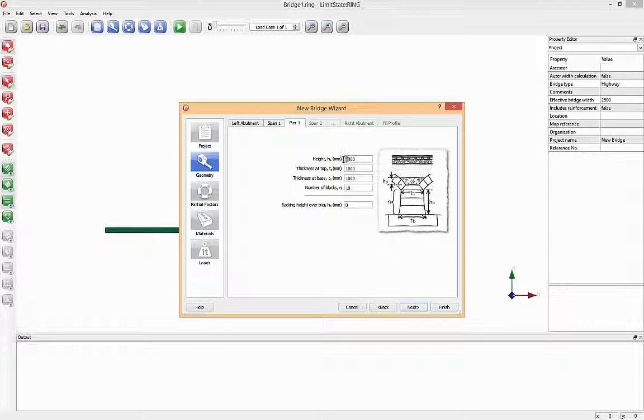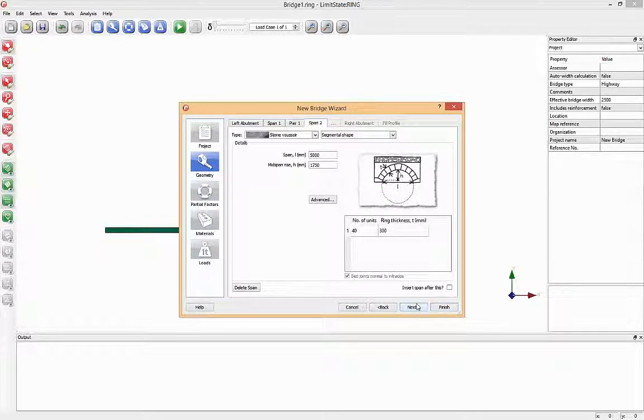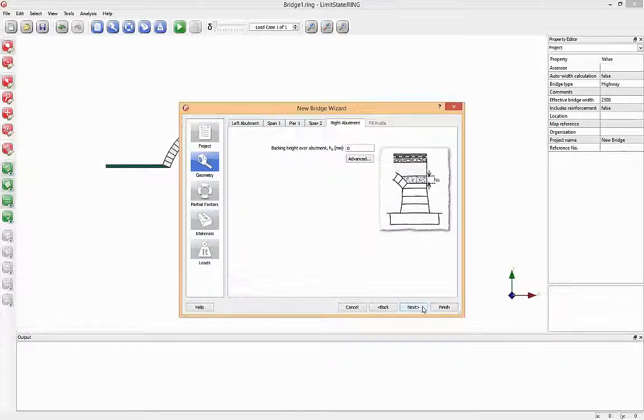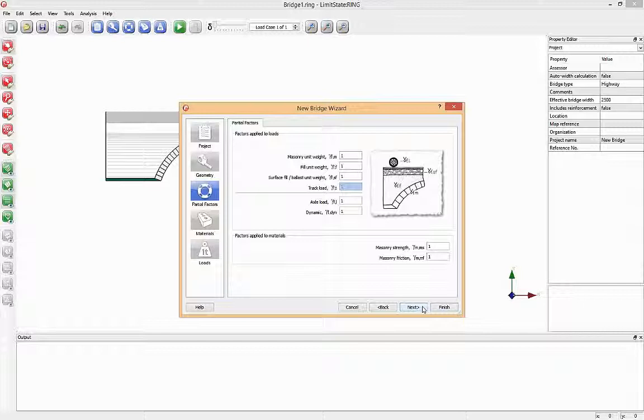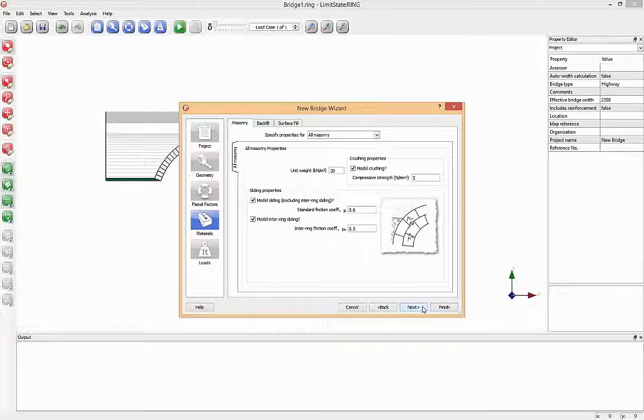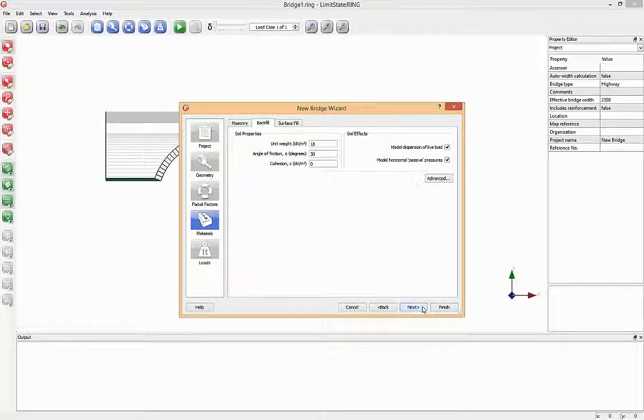For the pier, I'll make the pier say 3 meters high. I'll click next. I'll keep span 2 the same as the previous one, and I'll just click next, accept the default values for the other geometrical parameters. Similarly for now, I'll keep all the partial factors as unity, and I'll use the default materials of masonry, backfill, and surface fill.